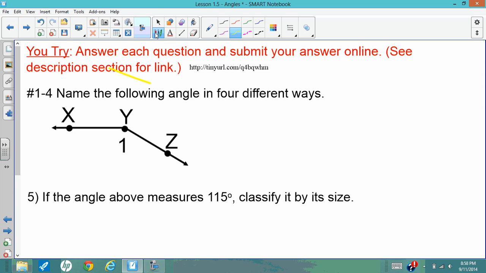So when you're entering your answers in 1 through 4, it doesn't matter which answer you put for number 1, which answer you put for 2, 3, or 4. I'm just going to look to make sure that you've used all 4 names and they're all appropriate names for this angle.